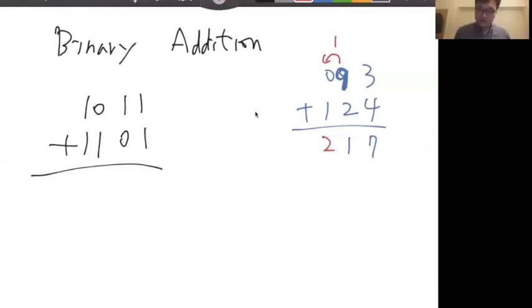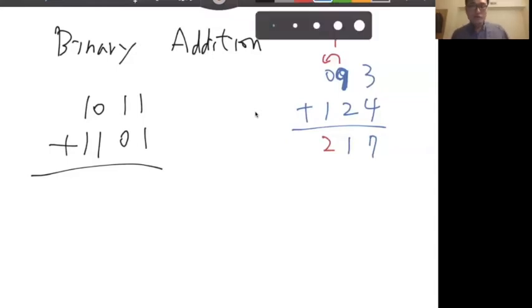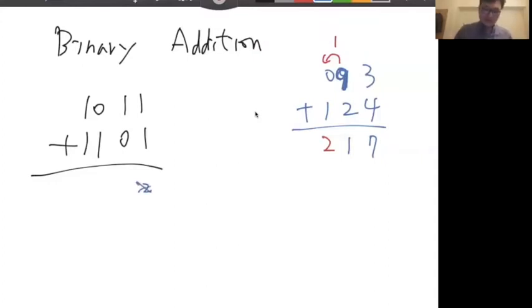So how to do it in binary? First one, 1 plus 1 equal to 2. But in binary, 1 is the biggest number. So we cannot write the 2 here. In this case, we write 2 as 1, 0. So we have a 0 and we have a carry on 1 here. Then 1 plus 1 plus 0, which is still 2. So we got 0 and we carry on 1 here.